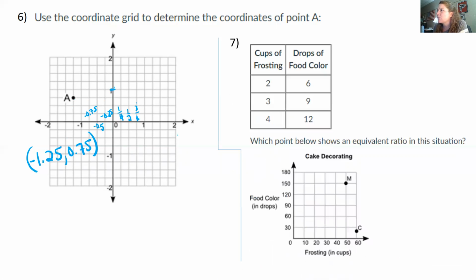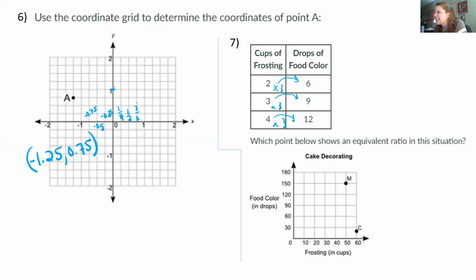All right, number 7, which point below shows an equivalent ratio in this scenario? So 2 cups of frosting for 6 drops of food color, 3 to 9, 4 to 12. So what's happening to these numbers to get these numbers? What is happening to 3 to get 9, 4 to get 12?